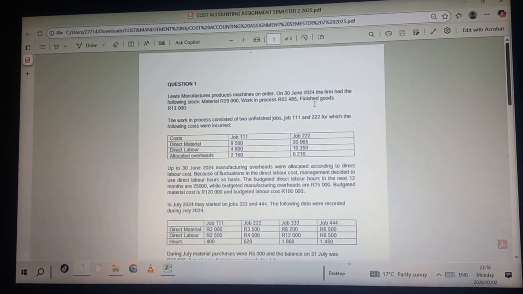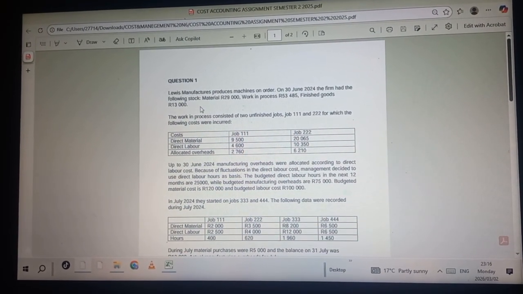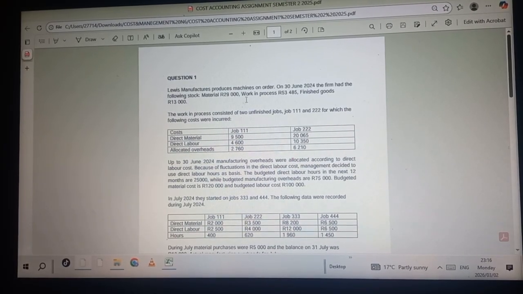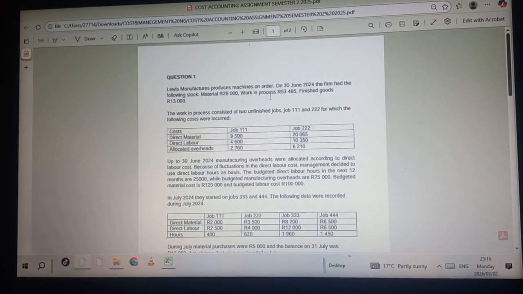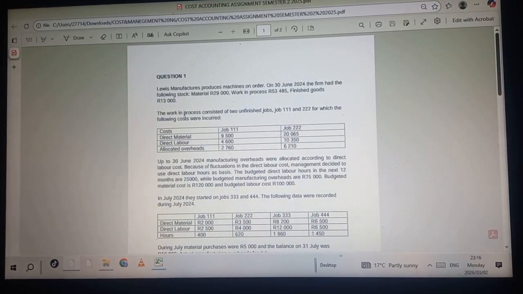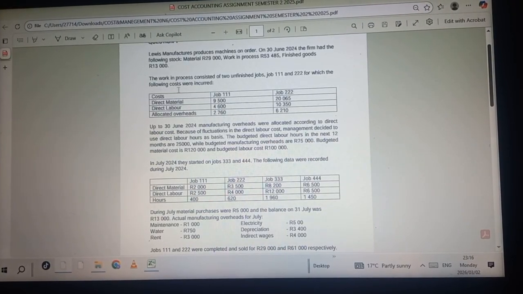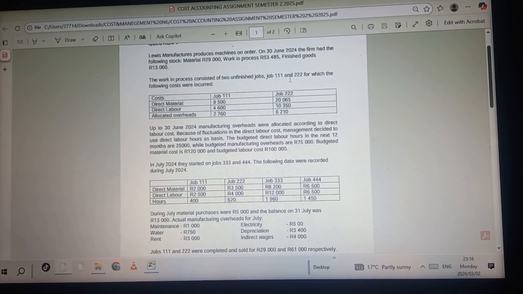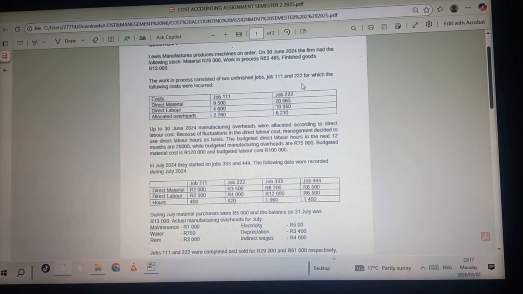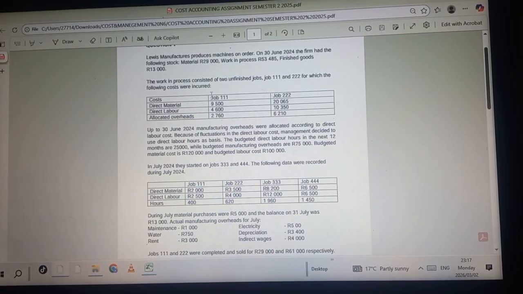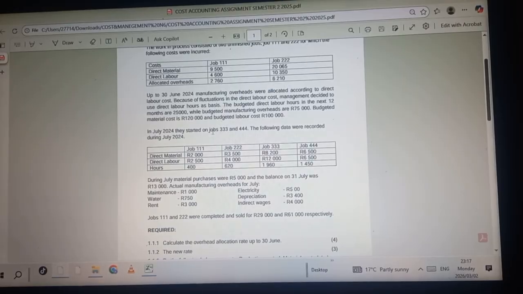On 30 June 2024, the firm had the following stock, meaning this is our opening balances: material 29,000, work in progress, which is production, 53,485, finished goods 13,000. The work in process consisted of 2 unfinished jobs, job 111 and job 222, for which the following costs were incurred, and then we are given our cost.